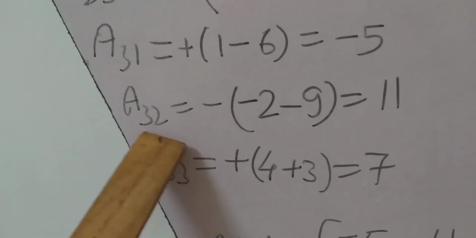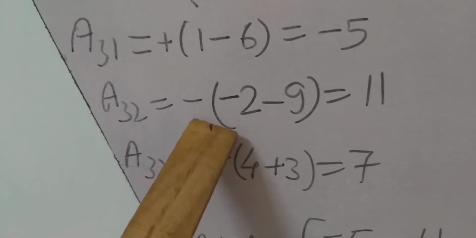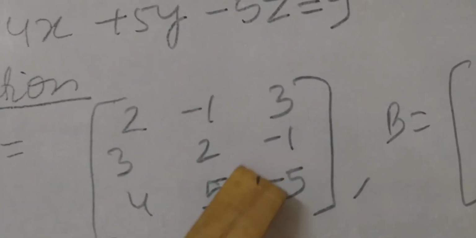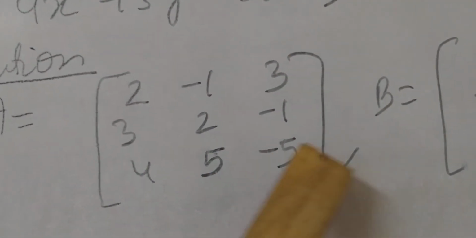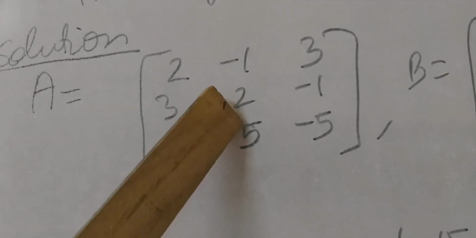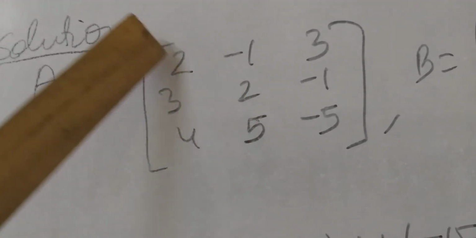Add both of them, student, 5 is odd, that's why I have put a minus sign here. Solve, the answer is 11. Now the last number, A33, its cofactor. So the third column and third row are deleted, and the left values are 2, 3, minus 1, 2. Find out its determinant, 4 plus 3.